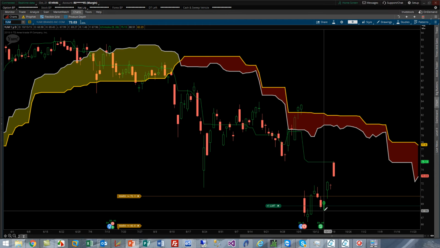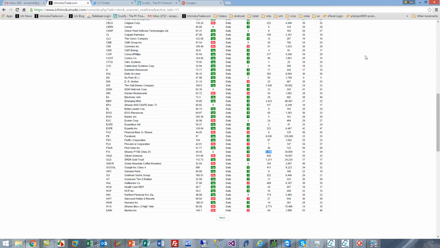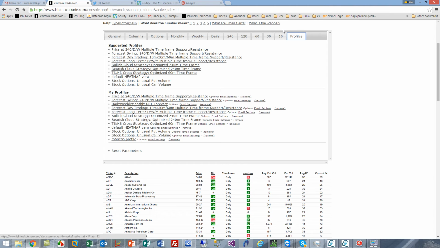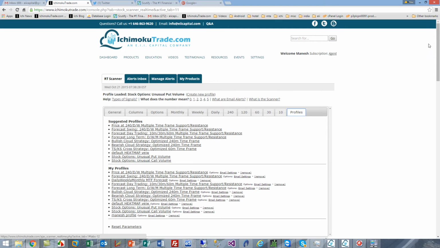Let's go through one of the things that we found on our scanner yesterday. In our scanner here, we have the ability to search for multiple time frame support resistances. You can scan on 10, 30, 60, 120, 240, daily, weekly, monthly, and you can find multiple time frame resistances.